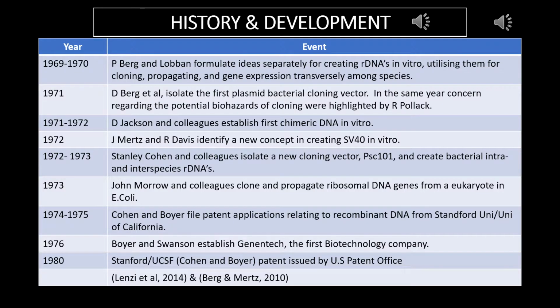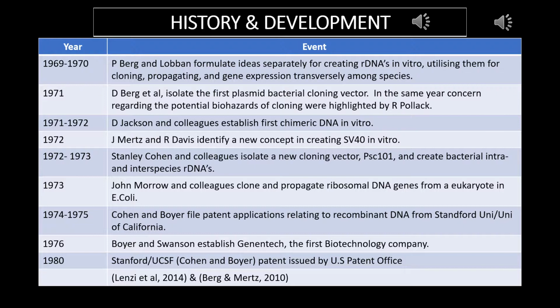So now we'll look at the history and development of the technique. There were many scientists researching aspects of DNA long before 1969. However, it was really in the 70s that recombinant technology started to take place. Paul Berg and Peter Lobban formulated ideas separately for creating rDNAs in vitro and utilizing them for cloning, propagating, and gene expression transversely among species. And that was in 1969 to 1970.